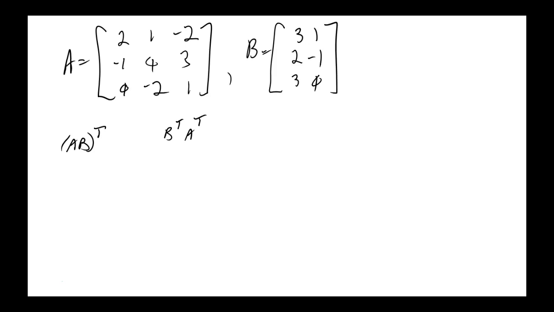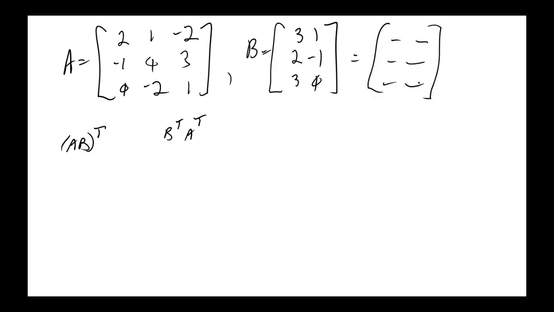Okay. A is a 3 by 3 and B is a 3 by 2. So since the inner numbers are the same, you can do it. What will the answer be? What size? That's going to be 3 by 2. 3 by 2, absolutely. All right.